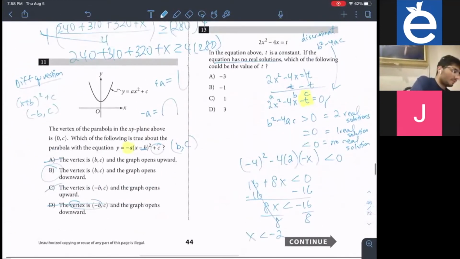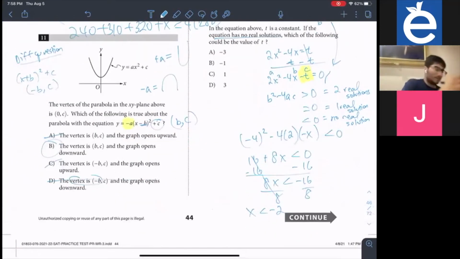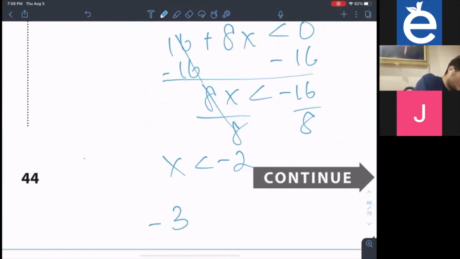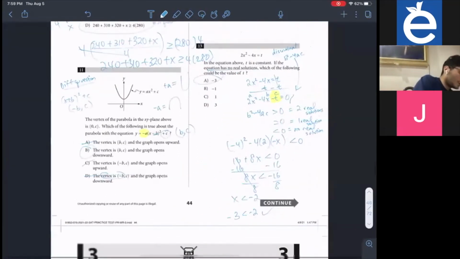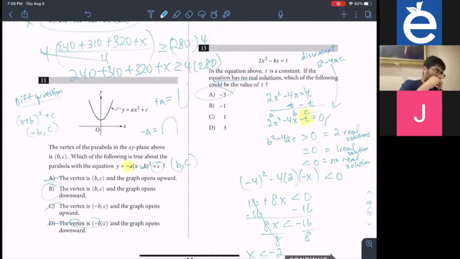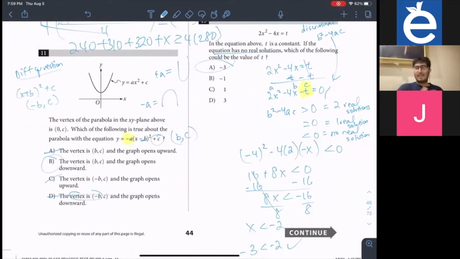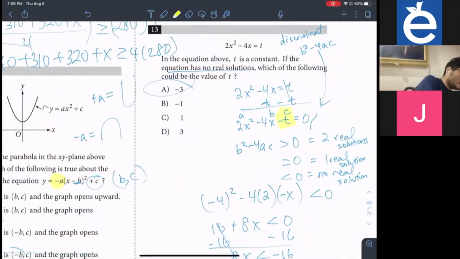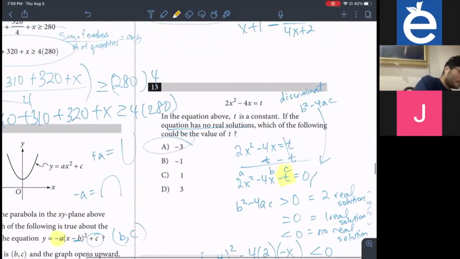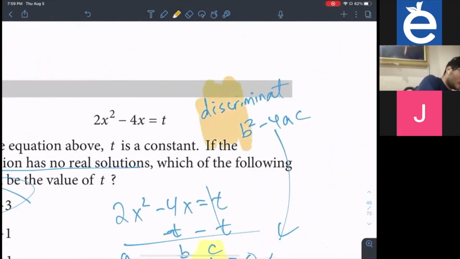And so the only option from the choices right here that is less than negative 2 is negative 3, which works. So we know that question 13 is choice A, because the value of the discriminant is less than 0, which shows that it has no real solution. So always keep the idea of the discriminant in mind. Let me highlight a different color so you have it. Discriminant right here. Okay.